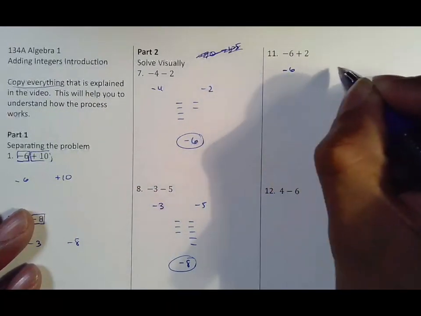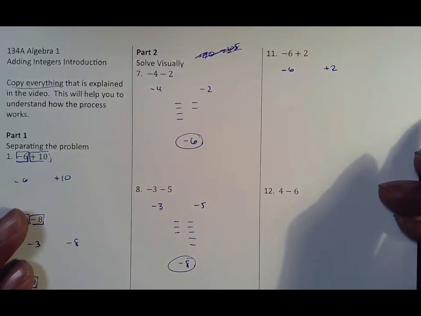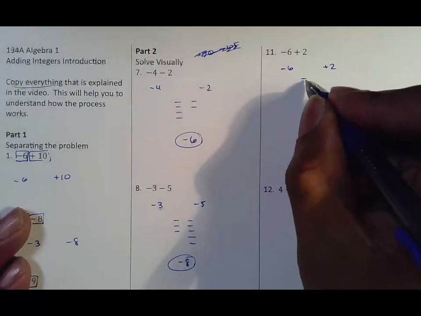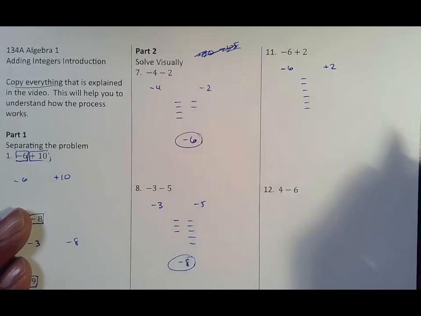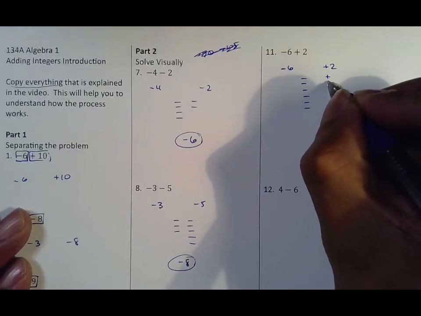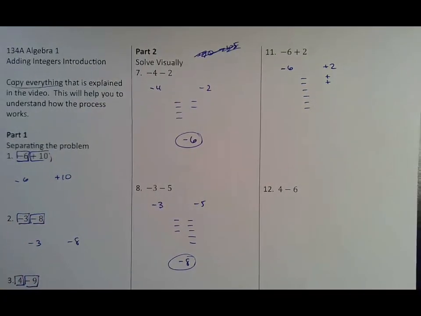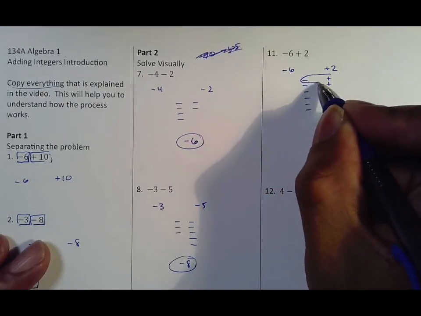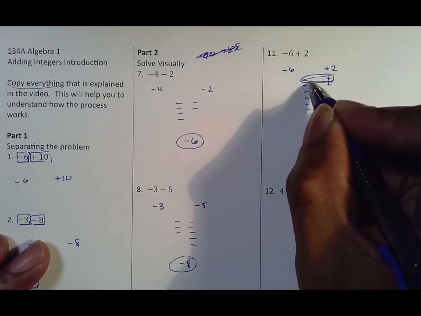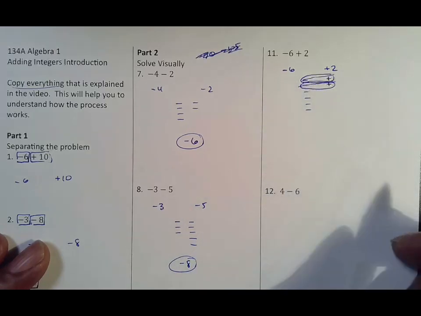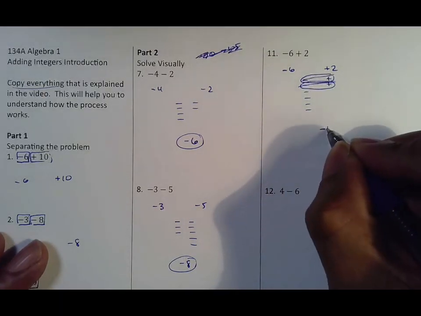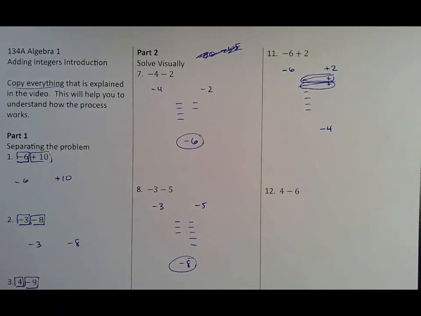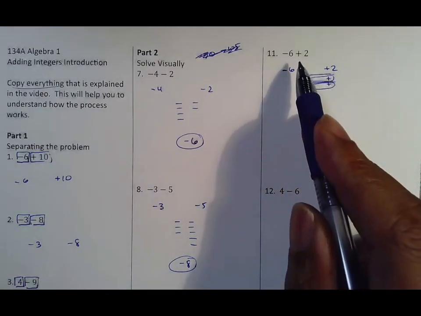This is a -6 and a +2. So we want to put 6 negatives down to represent -6. We want to put 2 pluses down to represent +2. We have to recognize logically that anytime you have a plus and a minus, that it makes a 0 pair, which means those things cancel, giving me -4.